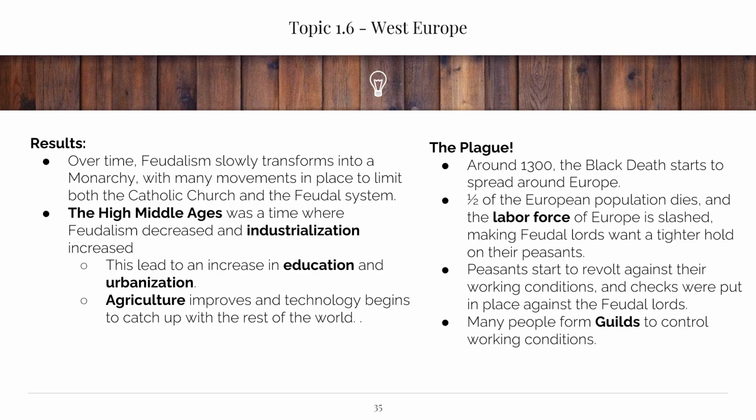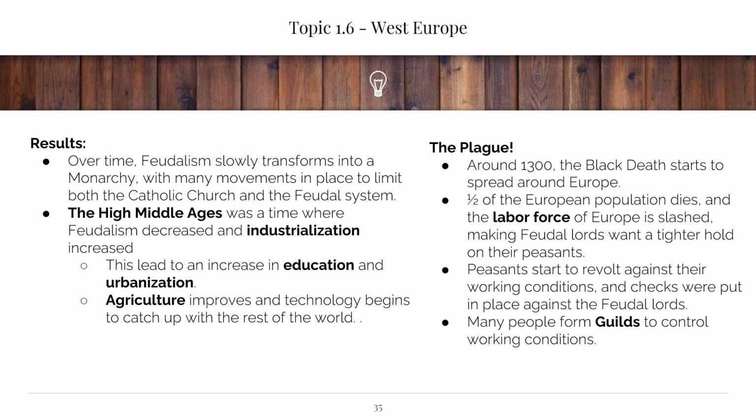But then the plague is going to come in. And when the plague hits in the 1300s, we are going to see a significant impact in Western Europe. There are so many different estimates, but it is estimated that half of the European population did die. And the labor force was significantly slashed because of that, which made feudal lords want a tighter hold over their peasants.